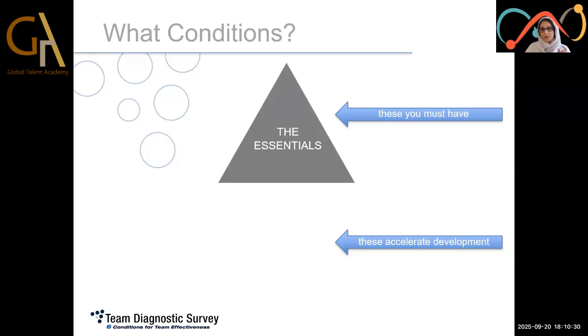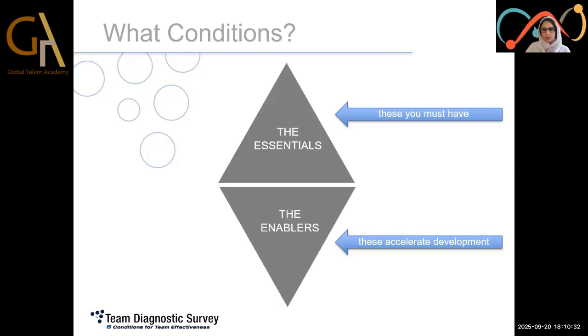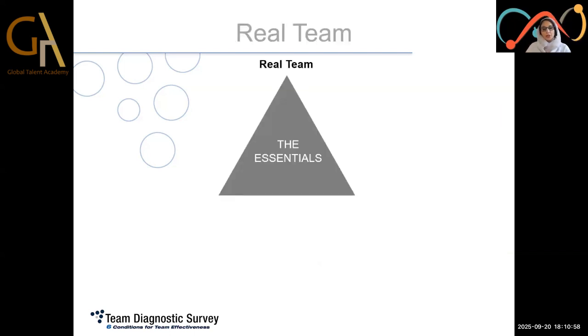These are the essentials and the enablers. The essentials are must-haves. Without them, there is no team. It's just a group of people working together in a department or in an office or virtually. And the enablers are the catalyst, what accelerates the development, the work, and the performance of the team. So looking at the essentials, the first one is real team.